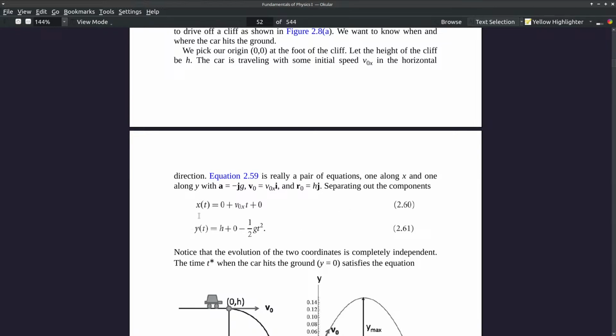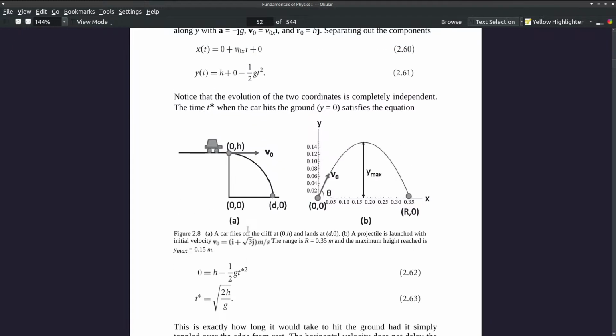Separating out the components, x(t) equals 0 plus v0x t plus 0, and y(t) equals h plus 0 minus half g t squared. Notice that the evolution of the two coordinates is completely independent. The time t star when the car hits the ground, y equals 0, satisfies the equation.